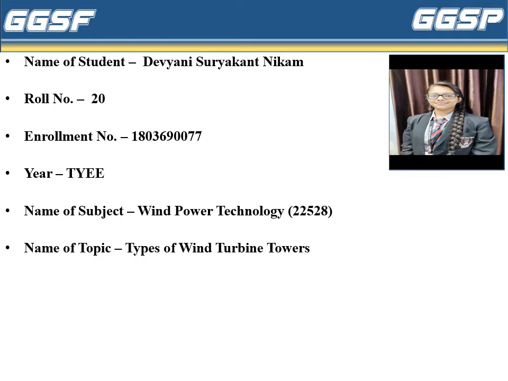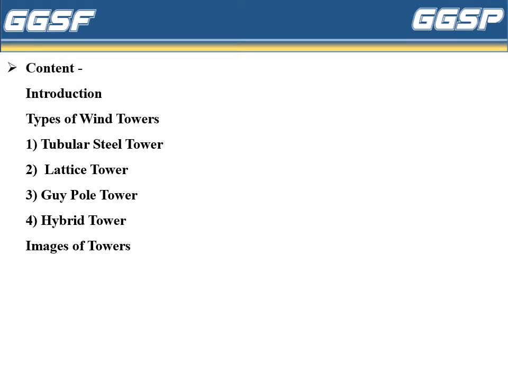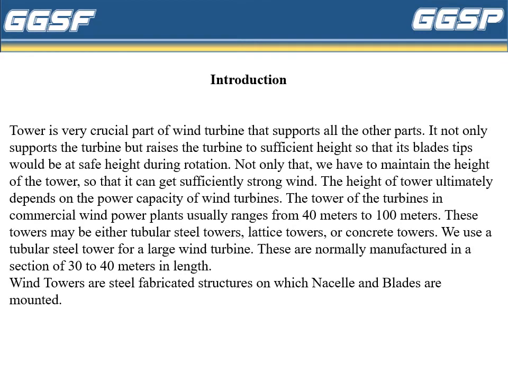Today my topic is the types of wind turbine towers. The contents: first of all, we are going through the introduction, then some types of wind towers such as tubular steel tower, lattice tower, guide pole tower, hybrid towers, etc. Then we are going through some images of towers.